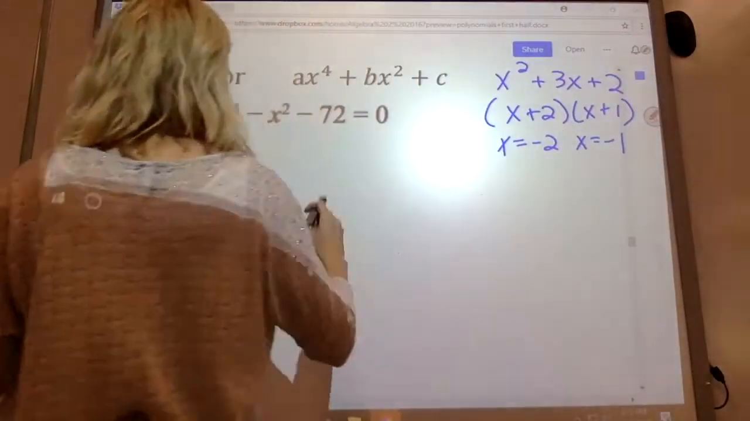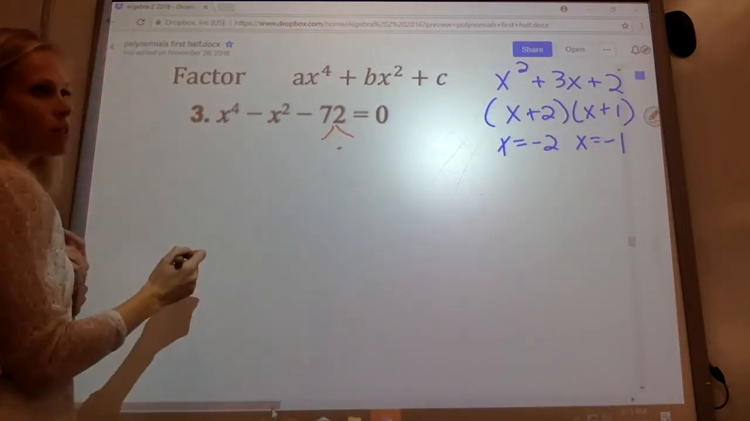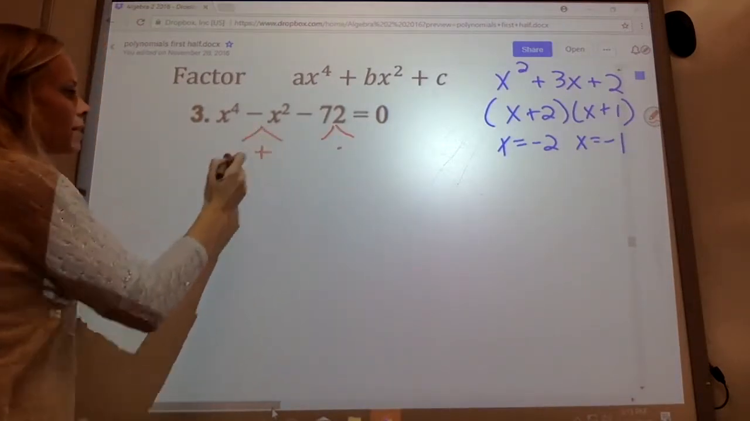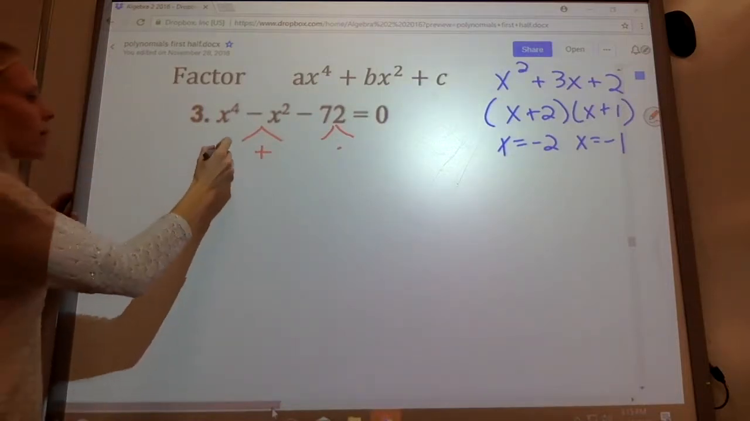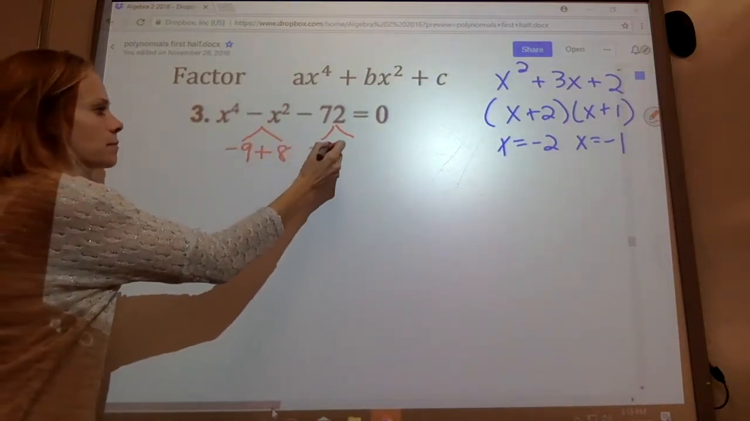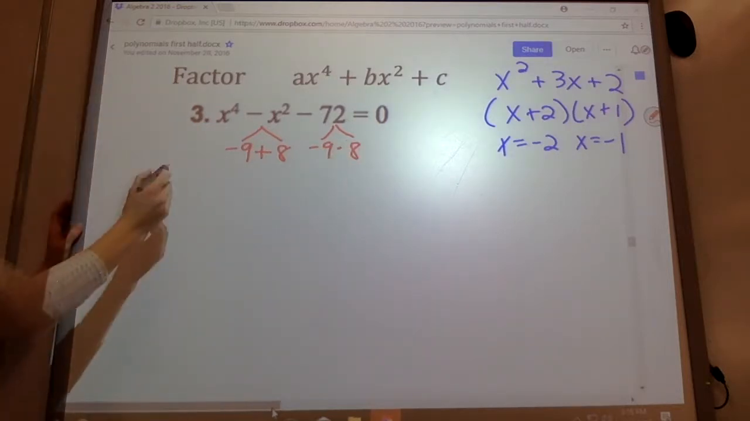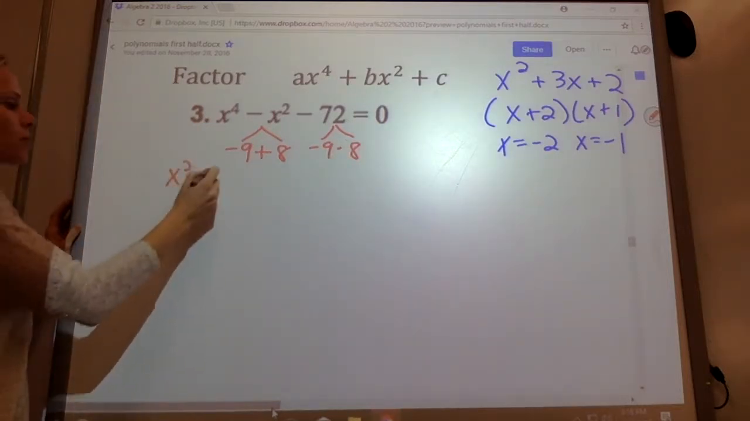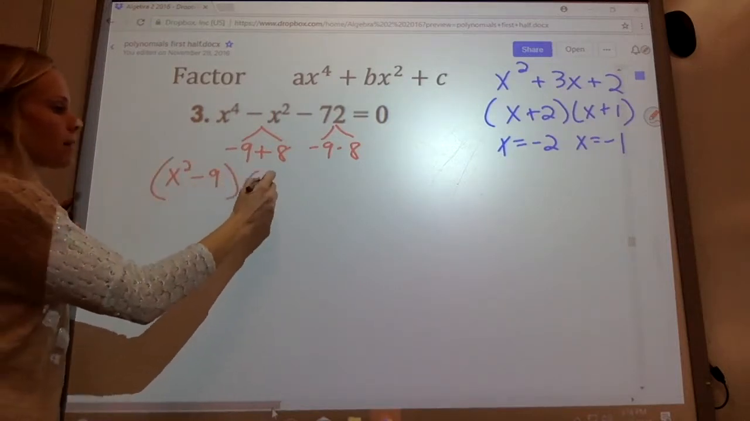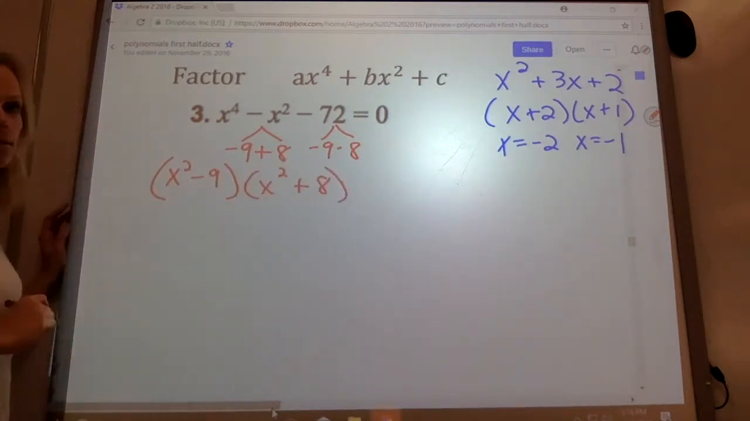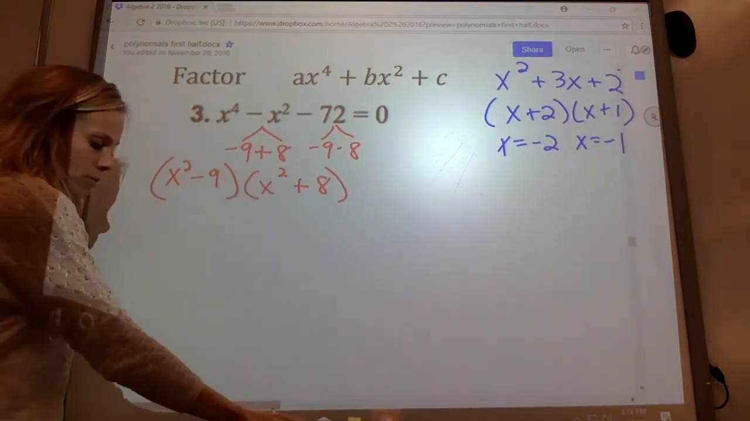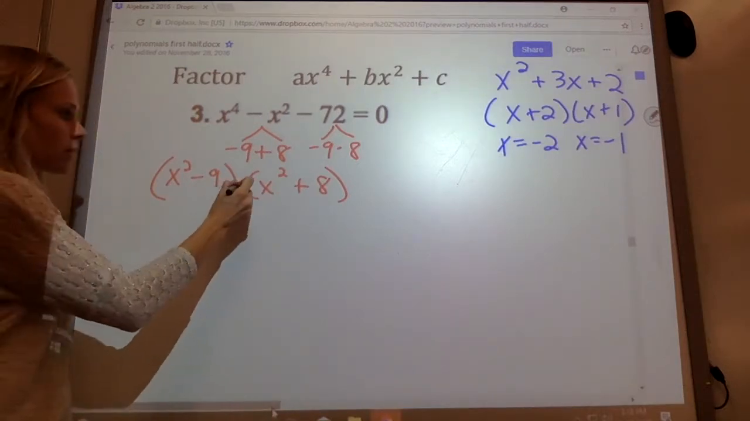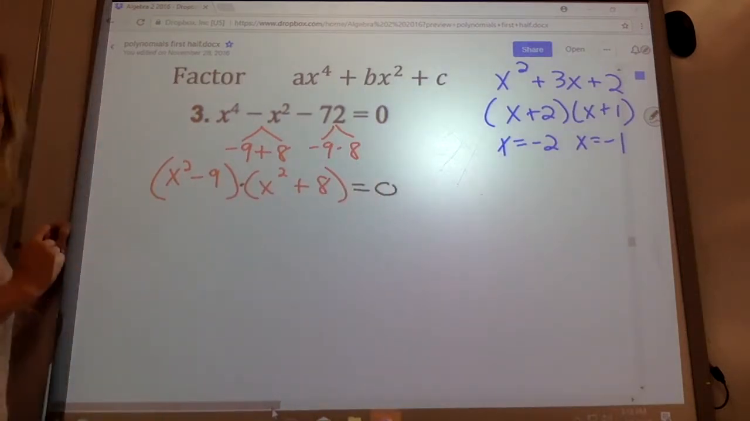So I would say, okay, what do I multiply equals 72, but add equals negative 1? Negative 9 and 8. Okay, so what's different is this going to be an x squared. (x squared minus 9)(x squared plus 8). You're going to break apart that FOIL with the squareds now. And then you just solve both. You don't have to use the quadratic formula, that's the good news. You just solve both of them.